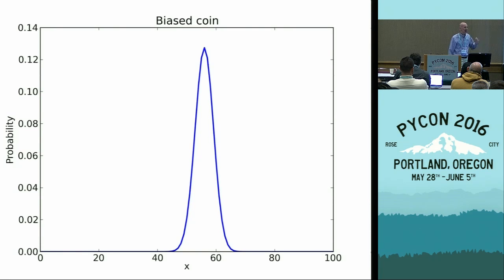The peak is at 56%, which is the observed proportion, and the distribution is narrow, telling me I'm pretty sure it's not below 45, and I'm pretty sure it's not above 65.